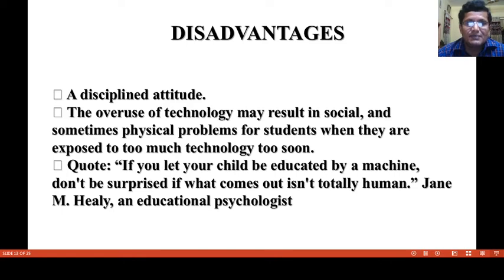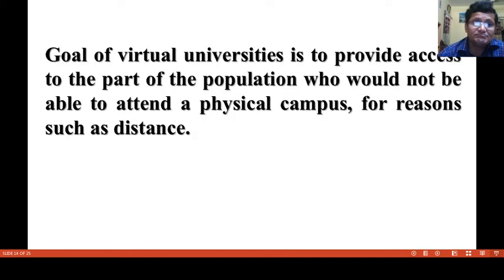Disadvantages: a disciplined attitude is needed here. The overuse of technology may result in social and sometimes physical problems for students when they are exposed to too much technology too soon. That means early stage from childhood. Jane M. Healy, an educational psychologist, quoted that if you let your child be educated by machine, don't be surprised if what comes out is not totally unique. The goal of virtual universities is to provide access to the part of the population who would not be able to attend a physical campus for reasons such as distance.